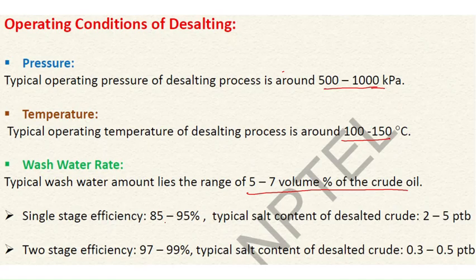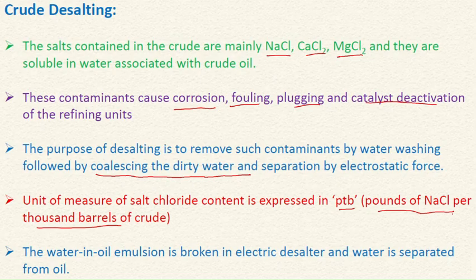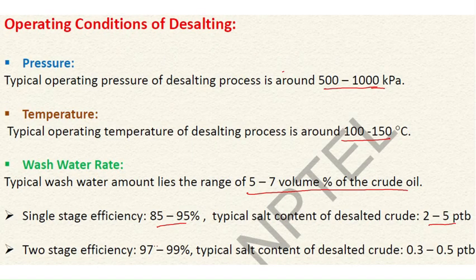Then single stage efficiencies: if we do a single stage desalting, then the efficiency is 85 to 95%. Typical salt content of desalted crude is 2 to 5 PTB. That means in a single stage, typically it can reduce to 2 to 5 pounds of NaCl per thousand barrels of crude. And in a two stage process, the efficiency increases to 97 to 99%. And here, typical salt content of desalted crude, when the salt content in the crude is this much, then we do a two-stage desalting.